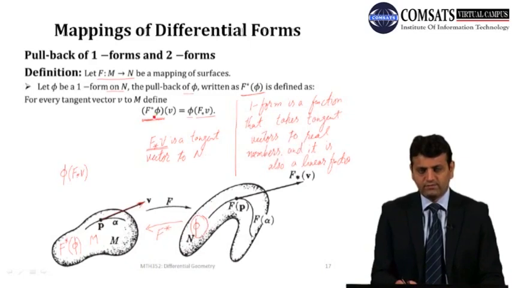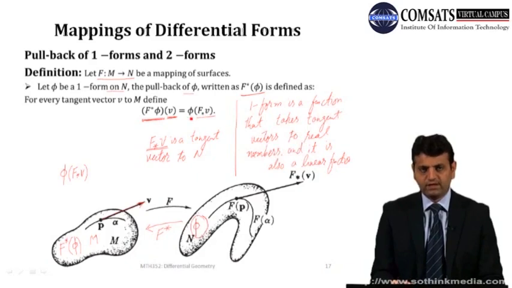So we have defined that, given any one form on n, we can pull it back to some one form on m, and it is defined as f upper star phi of v is equal to phi of f lower star of v. So whatever vector is on m, you take its image under this tangent map and just apply phi on that. So that's how we define the pullback of a one form from n to m.